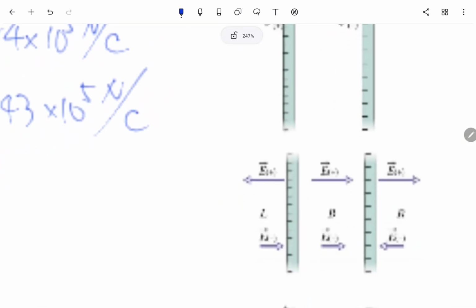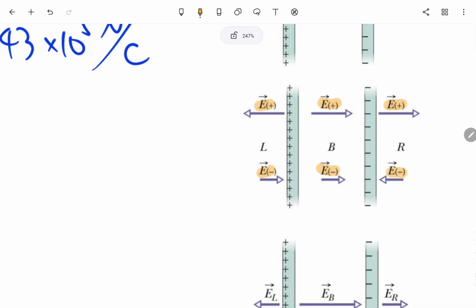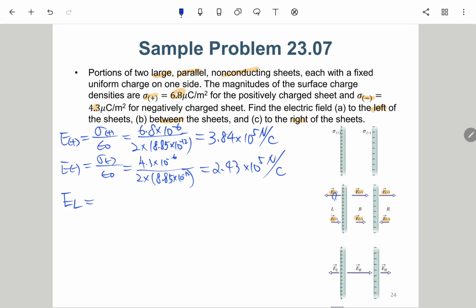Actually, we have E plus pointing to the left on the left side and to the right on the right side, and E minus pointing to the right on the left side and to the left on the right side. So on the left side, E left, these two partly cancel. So E plus minus E minus, by subtracting these two, is 1.41 times 10 to the 5th.